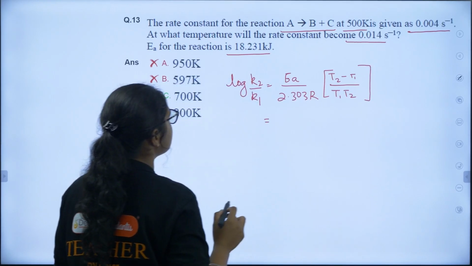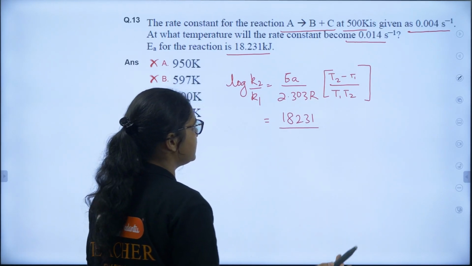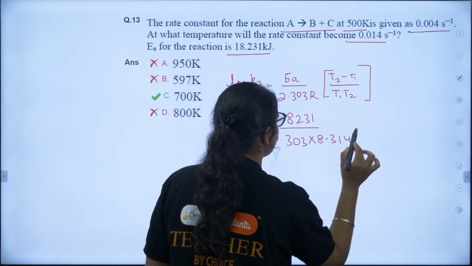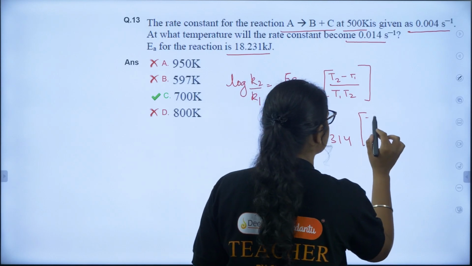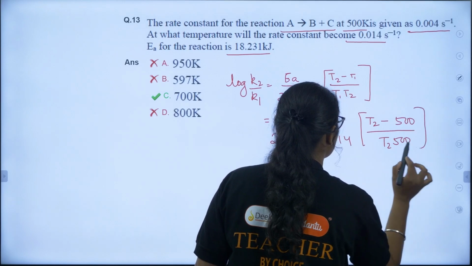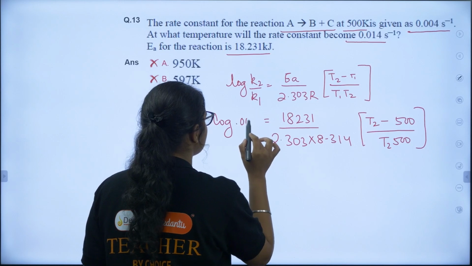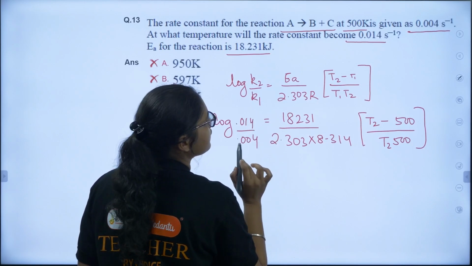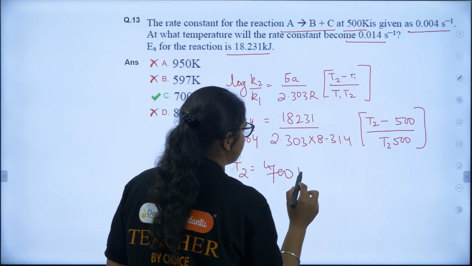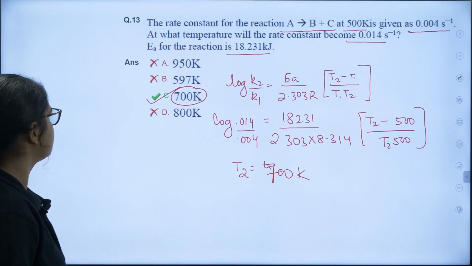Okay. So now if you see here, the activation energy EA is given to us as 18.231. I convert it into joules. Then 2.303. Then you have 8.314. And then T2 minus T1, we have to calculate the second temperature. T1 is 500 and T2 into 500, right, is equal to log of K2, the second rate constant is 0.014, and this one is 0.004, right. So just you have to solve this and the temperature you will be getting is around 700 Kelvin. Okay. So the correct answer for this question is option number C. Okay. Now let us see the next question.